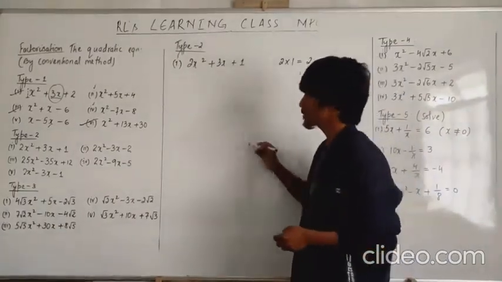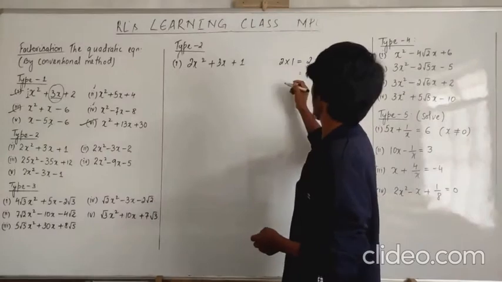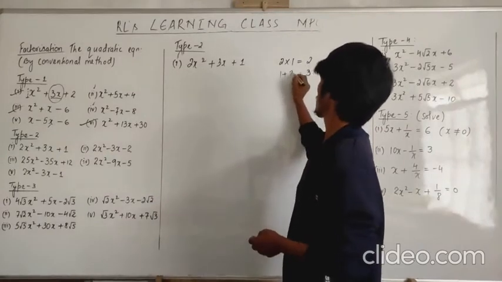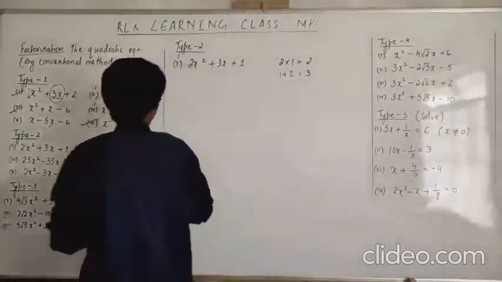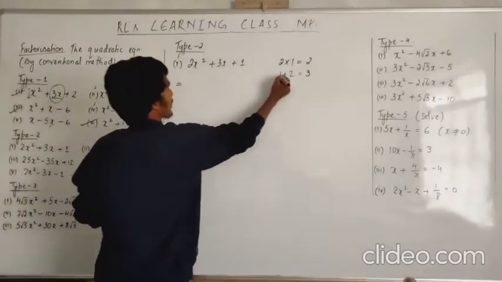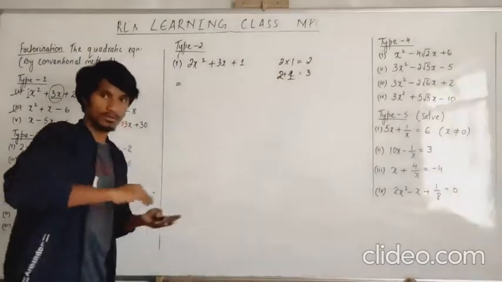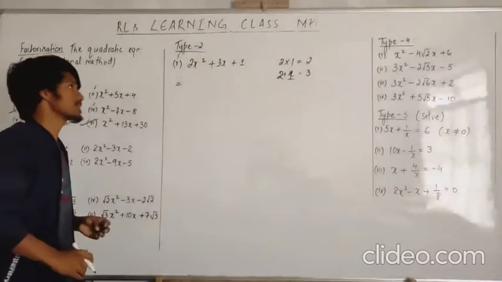Now 2 into 1 you got 2. Then here you got 3. Then I got only 1 plus 2 is equal to 3, or 2 plus 1 is equal to 3. That is no difference, you get the same answer.